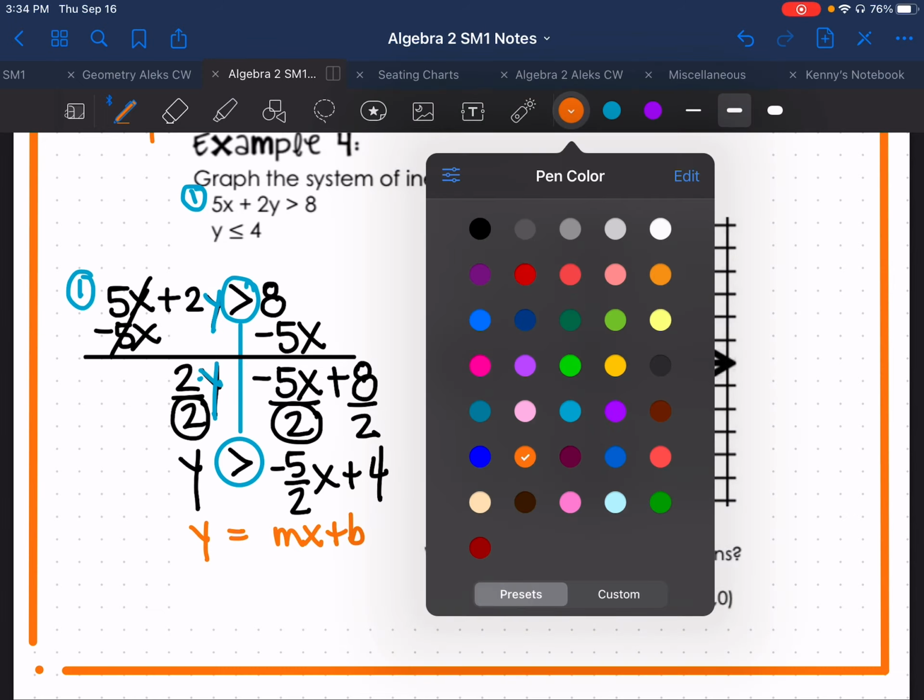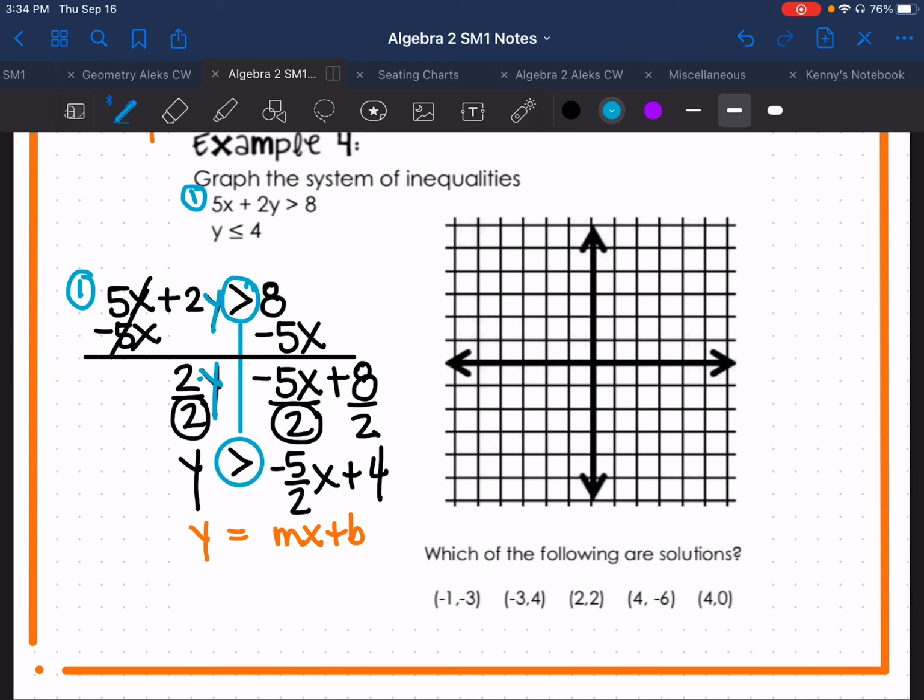And let's go ahead and graph. So my slope would be negative 5 over 2, which would be 5 down and 2 to the right. Or remember, you could switch them, 5 up and 2 to the left. And my y-intercept is going to be 4. So let's start at 4. 1, 2, 3, 4. And we're going to go 5 down, 1, 2, 3, 4, 5, and 2 to the right. There we go. That's all the points I can get.